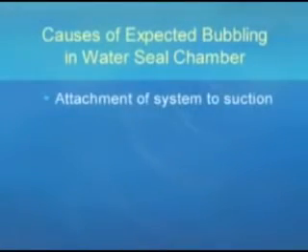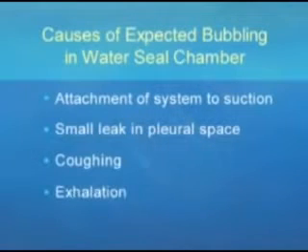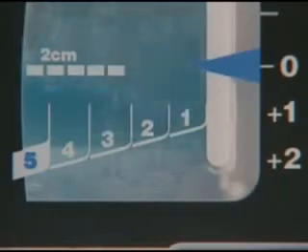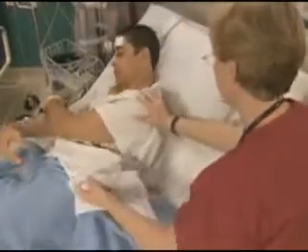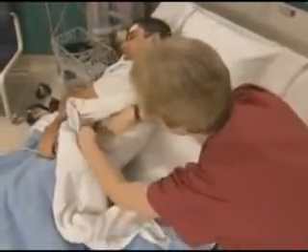Normally, you should expect bubbling immediately after the drainage system is attached to suction, when a small leak occurs in the pleural space, and when the patient coughs or exhales. If you spot unexpected bubbling in the water seal chamber, notify the physician and assess the patient for signs of respiratory distress.